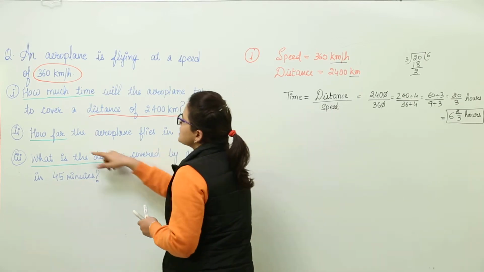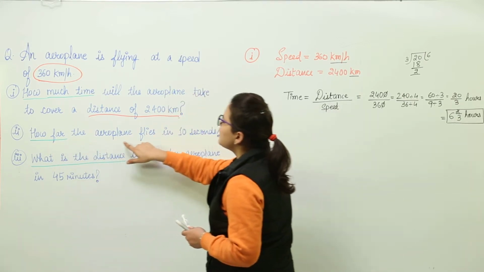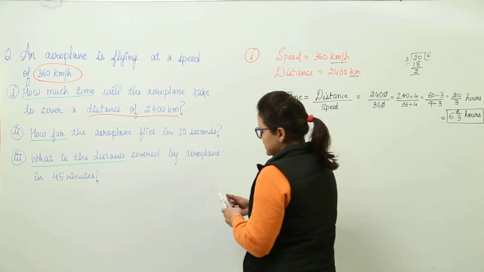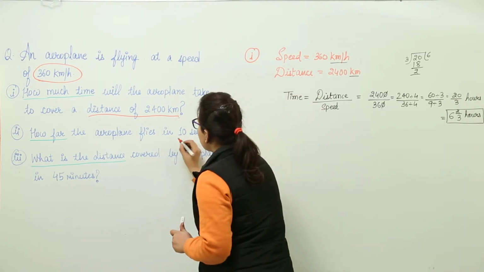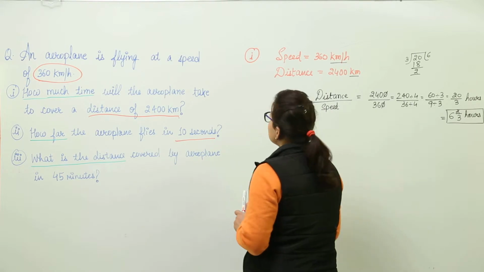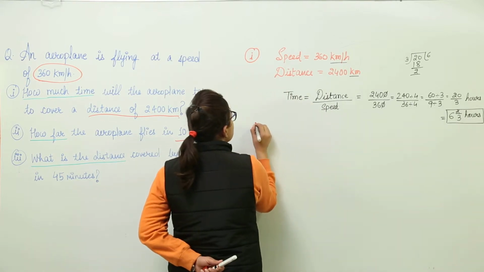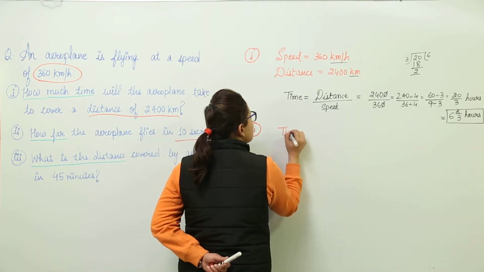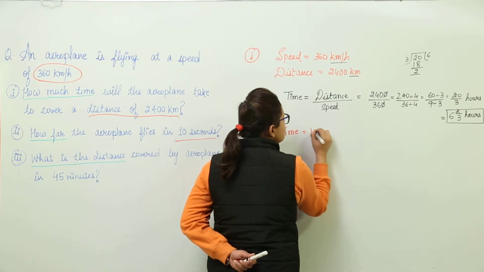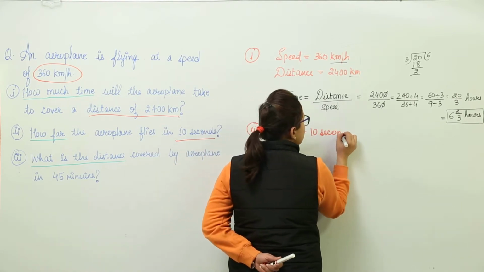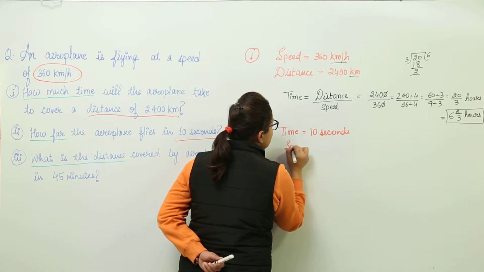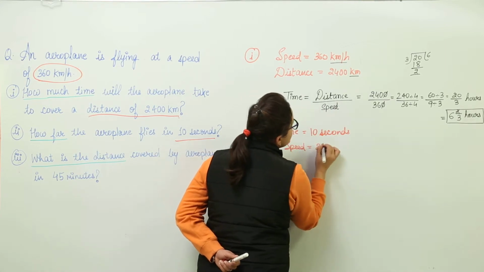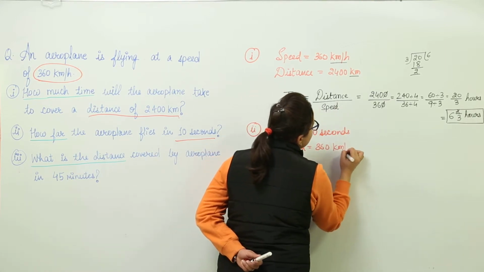The next part is asking us how far the aeroplane flies in 10 seconds. Now here we have the time given to us as 10 seconds. So let us write this down. We have the time given as 10 seconds. We have the speed as it was given in the question as 360 kilometers per hour.